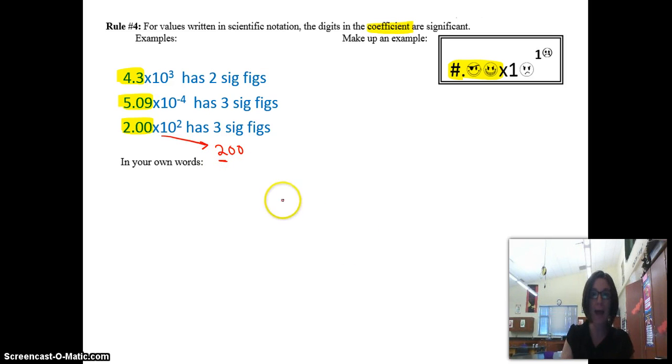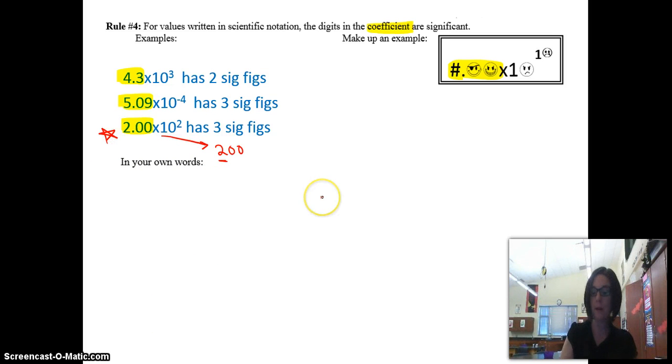So if you have 200 come up on your calculator as the calculated answer, but you have to have 3 significant figures, we would have to put this in scientific notation. That way rule number 3 lets that coefficient have 3 significant figures. So this is a super important one for you to write down.